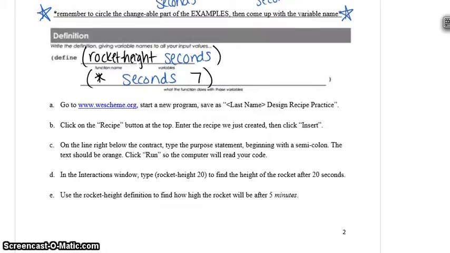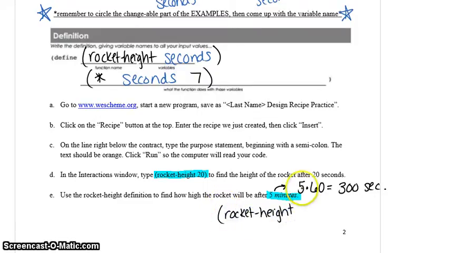We're going to be testing how high is the rocket after 20 seconds and how high is the rocket after 5 minutes. So let's think about that. If 5 minutes is the given time, that's obviously not in seconds. How can we turn 5 minutes into seconds? Well, we can take 5 and multiply by 60, which is actually 300 seconds. So when we get to letter E here on the bottom of page 2, we're actually going to be testing to see what's the rocket's height after 300 seconds. So we'll be doing that at the end of the video.